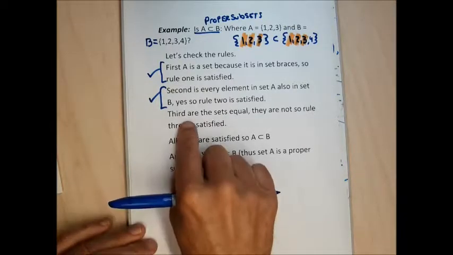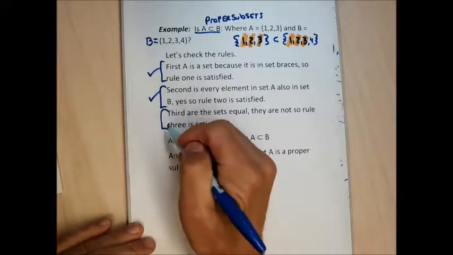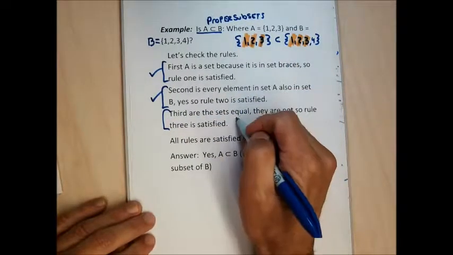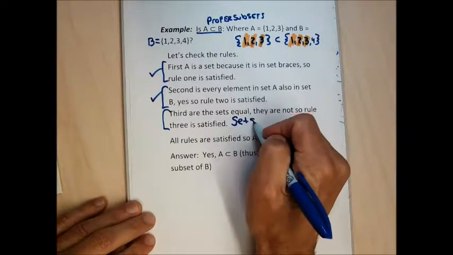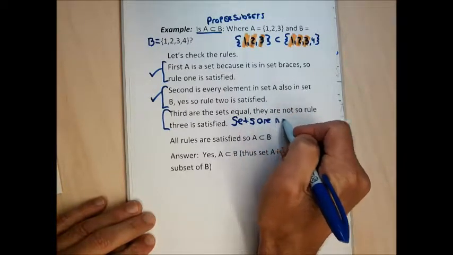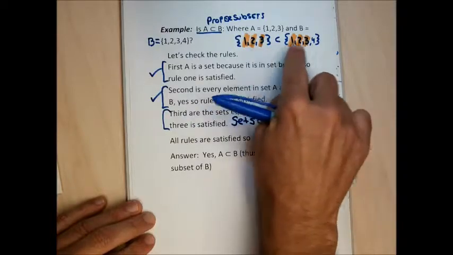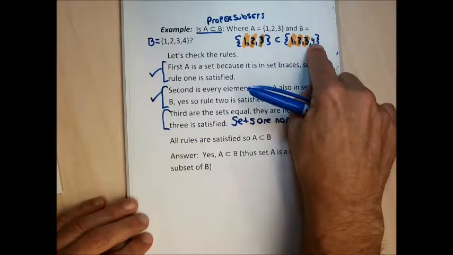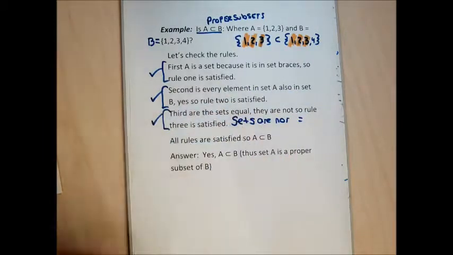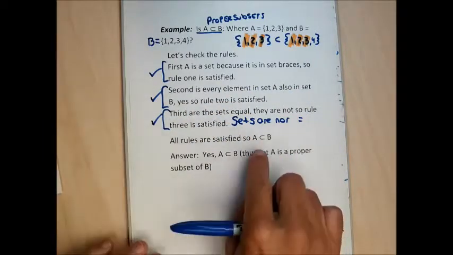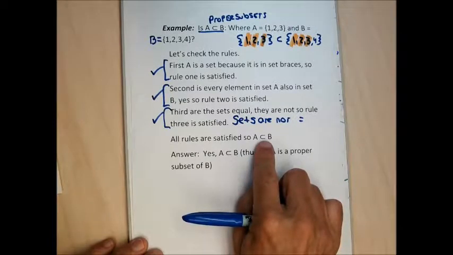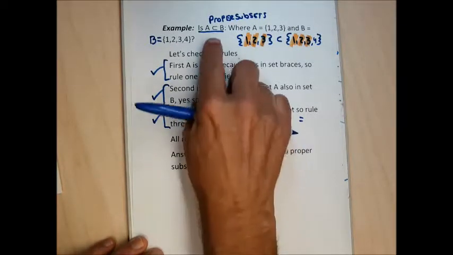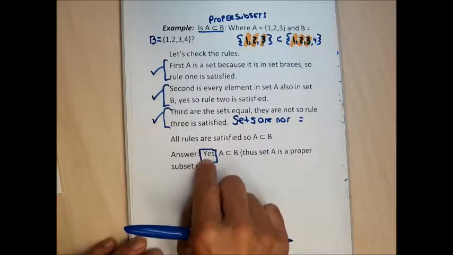The next thing is the sets can't be equal. So third, the sets can't be equal, and these sets aren't equal. The sets are not equal because for the sets to be equal, they have to have exactly the same elements, and the second set has a 4 that the first doesn't. So the third rule is satisfied that the sets aren't equal. So all three rules are satisfied, so A is a proper subset of B. And my answer to the question is going to be yes.